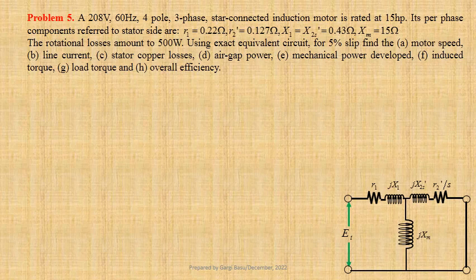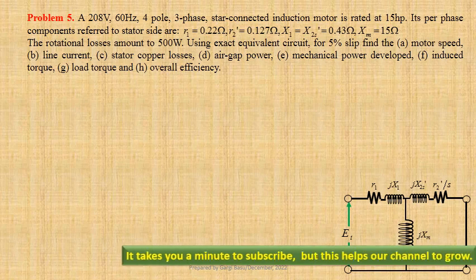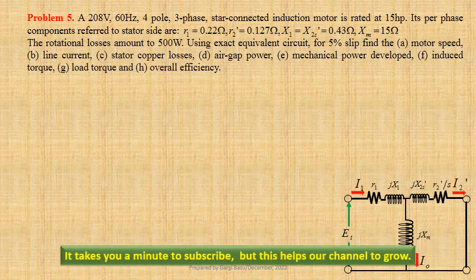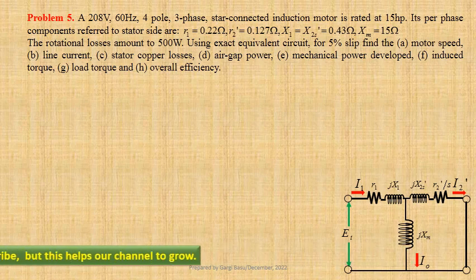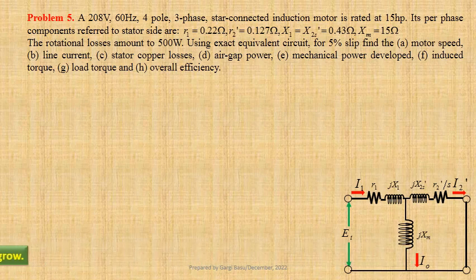Using exact equivalent circuit for 5% slip, we have to determine the motor speed, line current, stator copper losses, air gap power, mechanical power developed, induced torque, load torque, and overall efficiency. Let us first write down the given data.